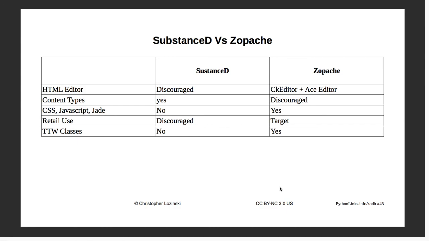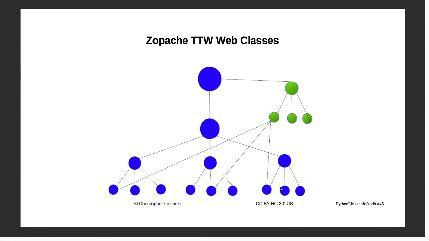And then the other big difference is through-the-web classes. So Zopachi is very focused on through-the-web development. There used to be something like this in Zope 2, it's disappeared. Let's take a look at this. So here we have a tree of objects, and imagine that they all have a Python class. And in the upper right, you've got the Python class information, maybe a tree of items.